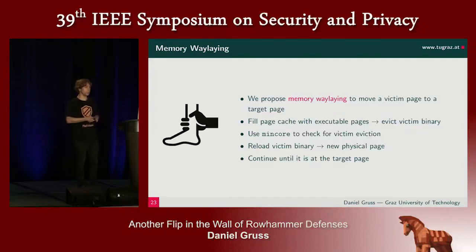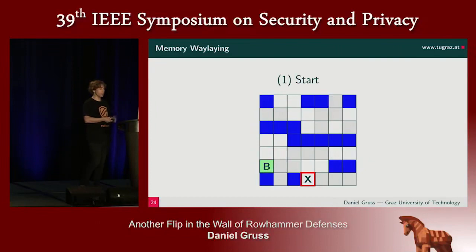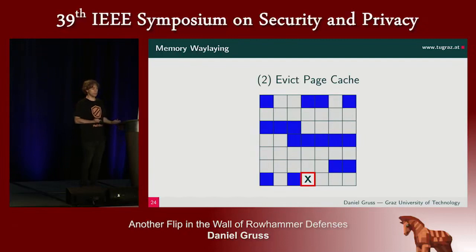So just to illustrate this a bit, we start with maybe a memory layout like this. The blue parts are occupied, the white parts are free, and the gray parts are occupied by the page cache. Our binary page is marked as green with a B, and our target page is the X. And then we evict the page cache, so our binary page is gone. We reload it. We repeat this again and again until it's located at the right offset.